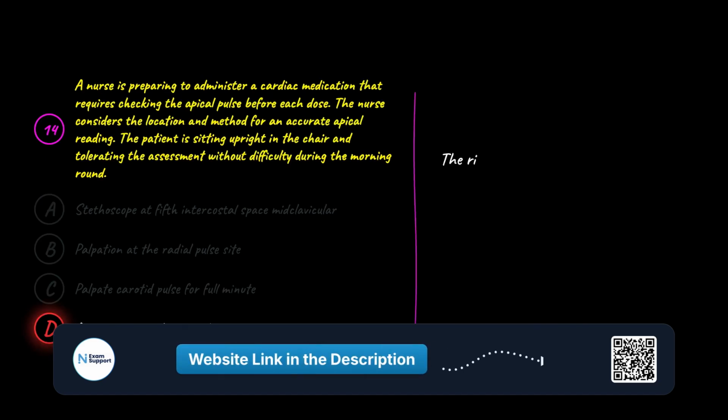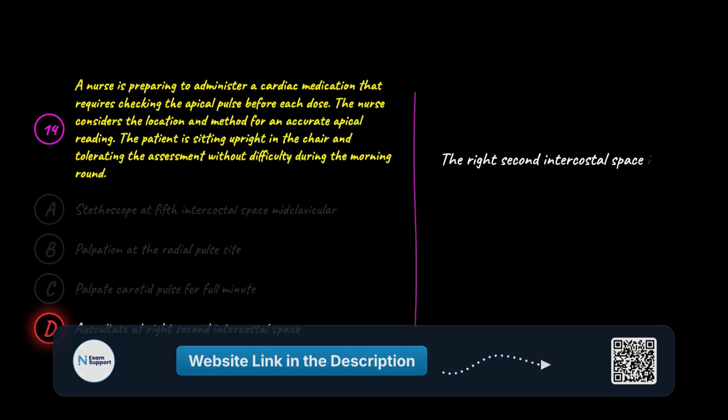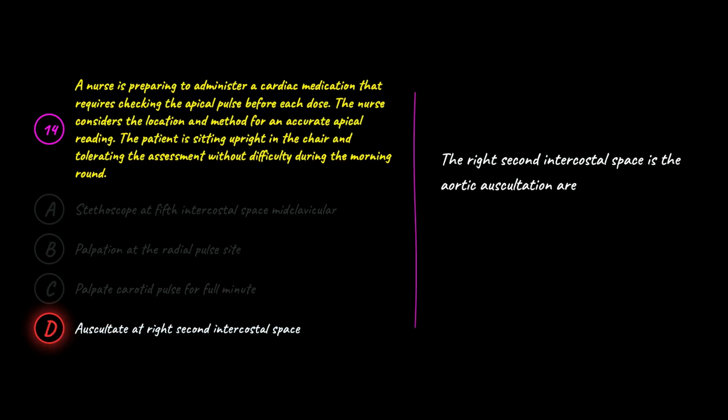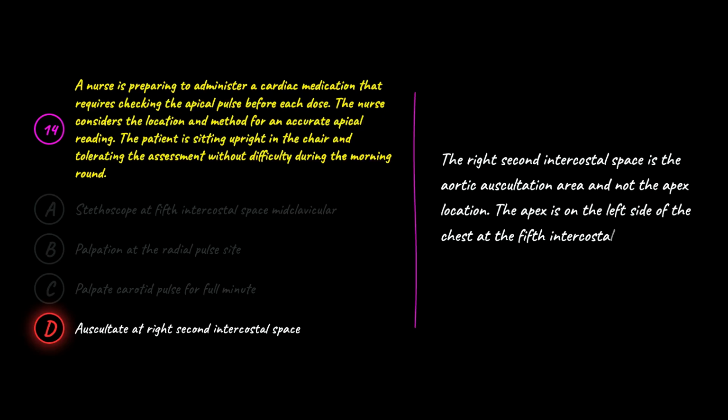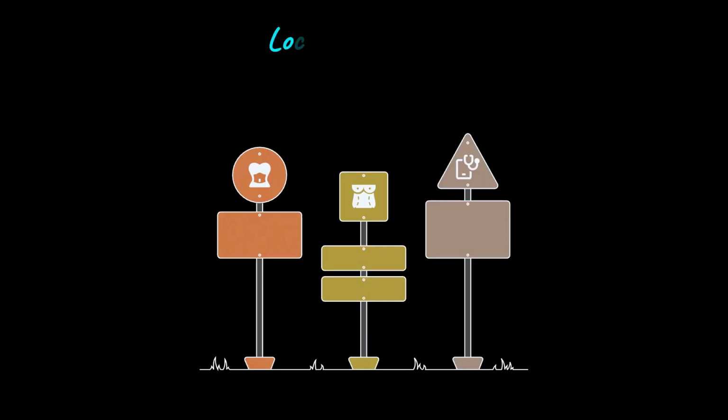D is wrong because the right second intercostal space is the aortic auscultation area and not the apex location. The apex is on the left side of the chest at the fifth intercostal space at mid-clavicular line. The apical pulse is the heart rate heard directly over the apex of the heart, and it's the gold standard before giving cardiac medications like digoxin.